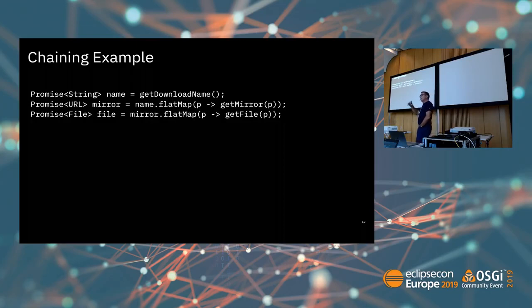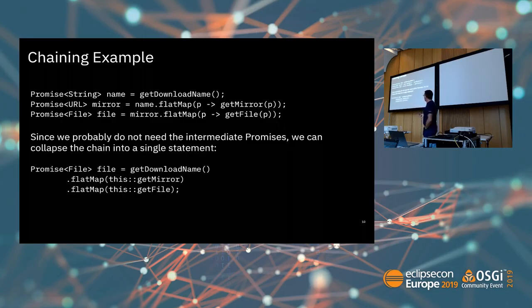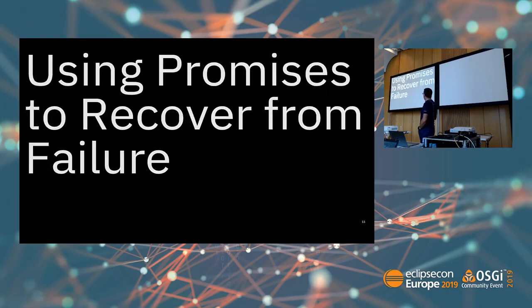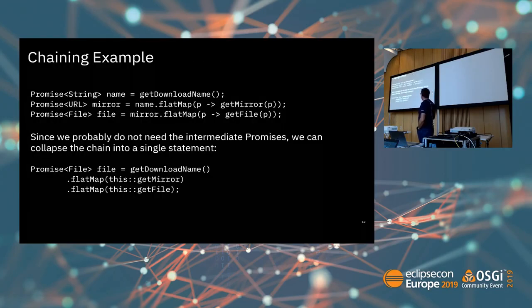And so we begin to compose together these operations. Each of them has an individual function. Each returns a promise of its result, and we can simply chain them all together. But generally, when we do these sorts of chainings, we don't really need all of the intermediate promises, so we can simply cascade them together into a single statement. And so it reads rather nicely. You can see that if I get the download name, I get the mirror, get the file, and then whoop, I get a promise of a file.